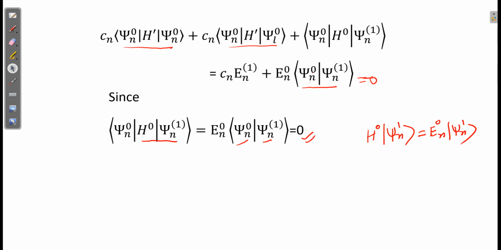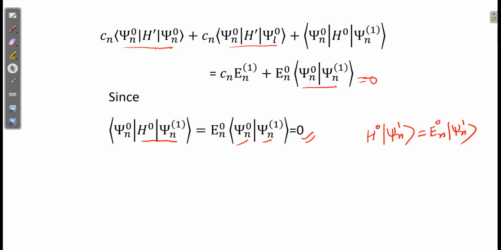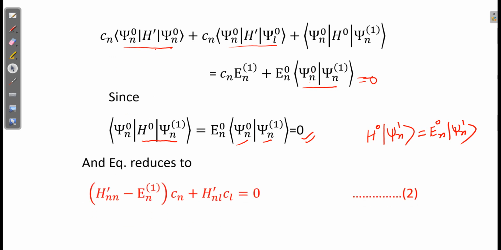The remaining terms are this and this and this. Only 3 terms are remaining, and this can be adjusted, and it reduces to this equation: H dash nn, psi n0, H dash, psi n0. This can be written as H dash nn minus En1.